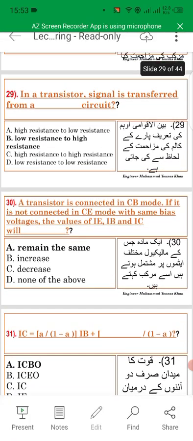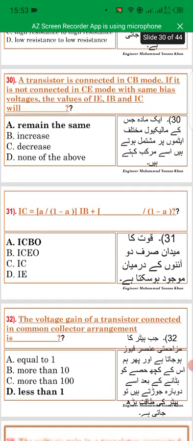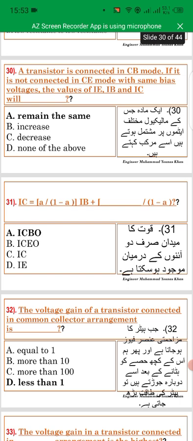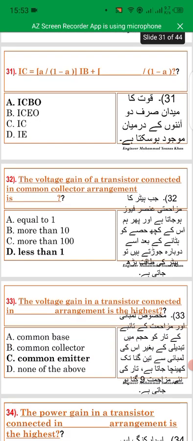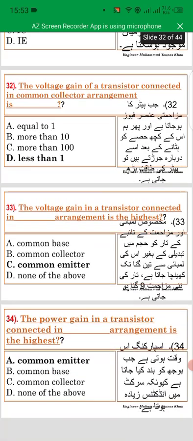In a transistor, signal is transferred from low resistance to high resistance circuit. A transistor is connected in CB mode. If it is now connected in CE mode with the same bias voltage, the value of IE, IB and IC will remain the same. IC is equal to alpha by 1 minus alpha IB plus ICBO.